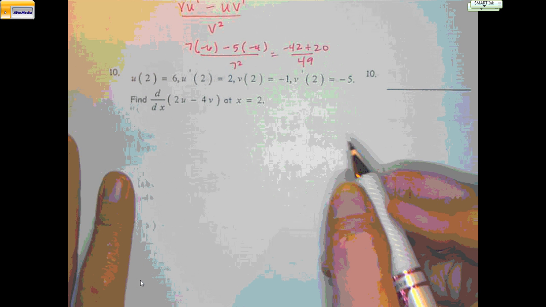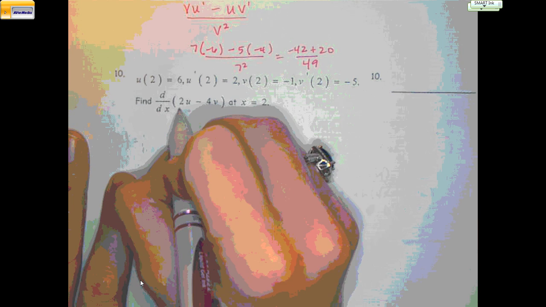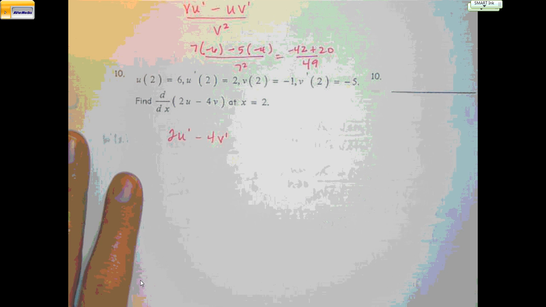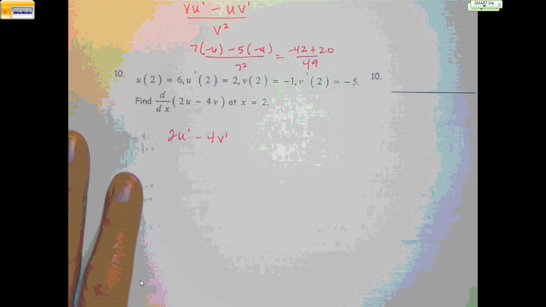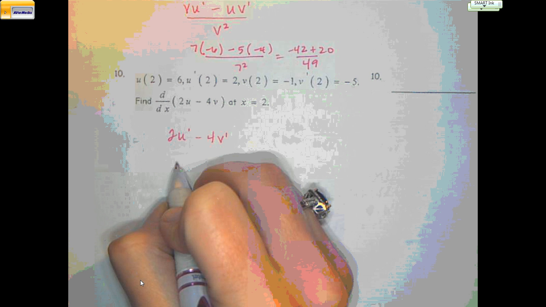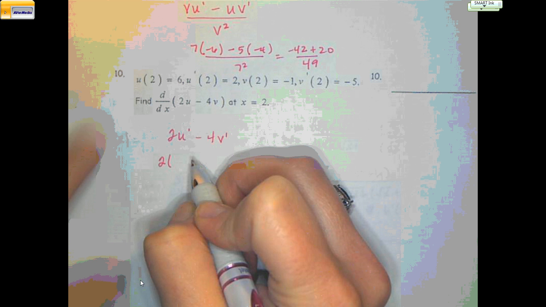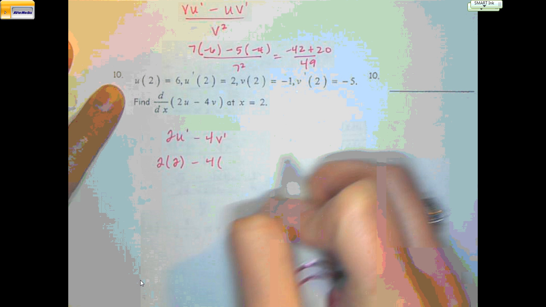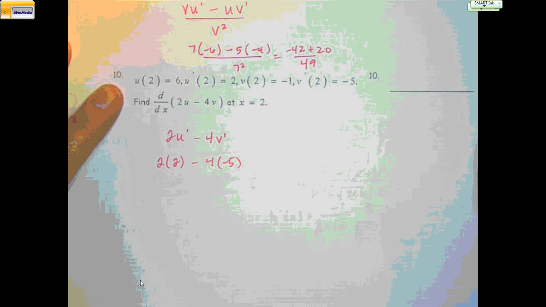All right, the last one shouldn't be tricky, but I think it did throw a few kids off this morning. They came in for help. You've got 2 times a function here. According to your rules for derivatives, you would just take 2 times the derivative of u minus 4 times the derivative of v. You are allowed to do that. That's what you've been doing probably without realizing it. So we have 2 times 2 minus 4 times negative 5. And we wind up with 24.